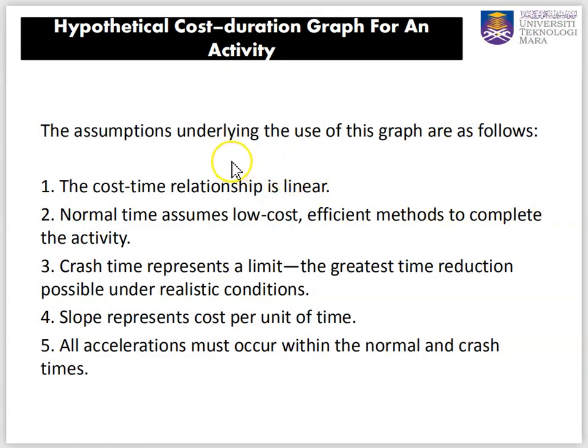The assumptions underlying the use of this graph are as follows. The cost-time relationship is linear. Normal time assumes low cost, efficient methods to complete an activity. Crash time represents a limit, the greatest time reduction possible under realistic condition. Slope will represent the cost per unit time. All acceleration must occur within the normal and crash time.